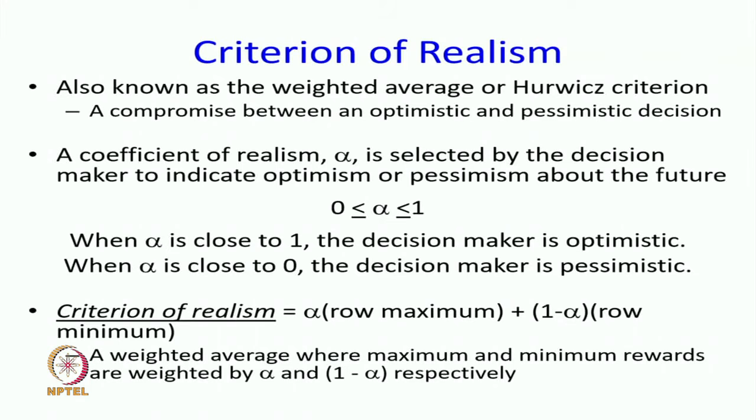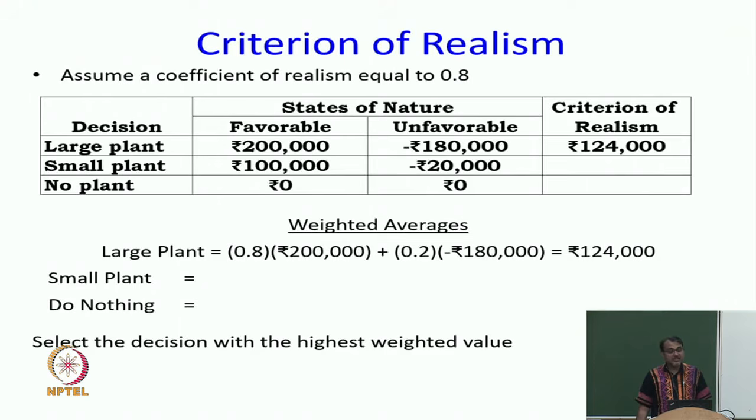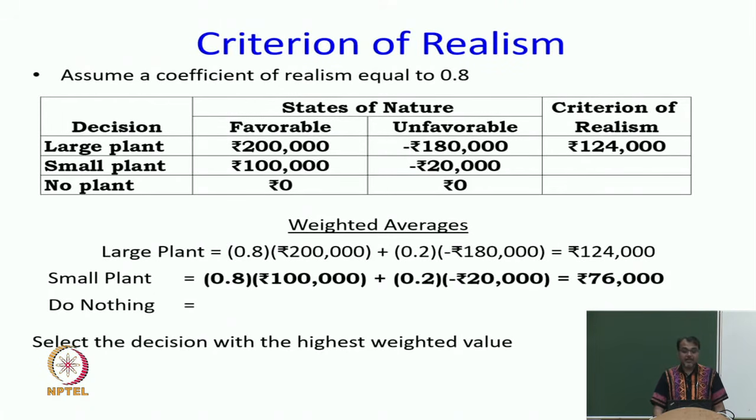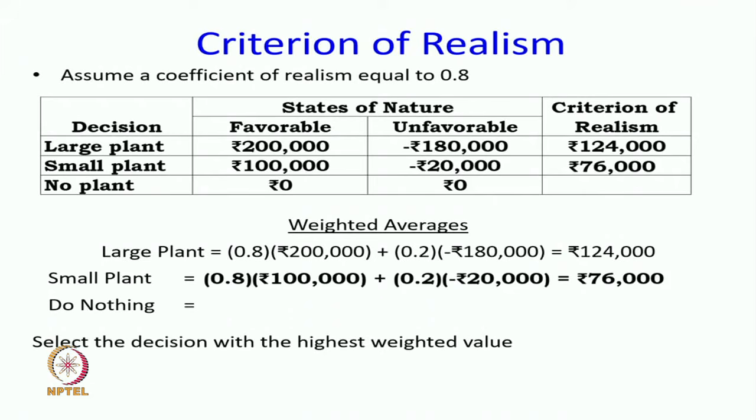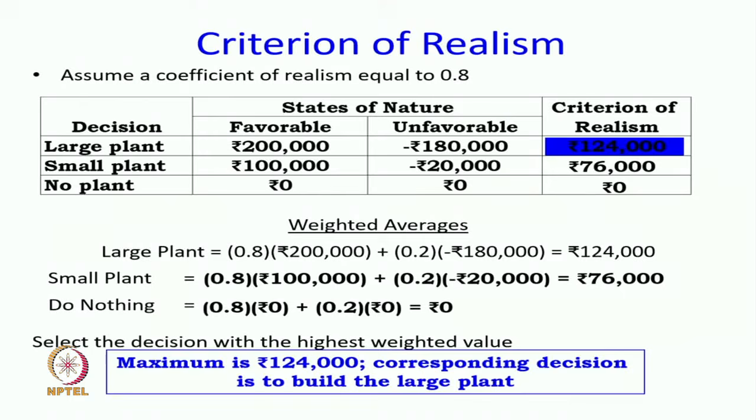And what I am going to do is that for this criterion I will take alpha times the rho maximum. So, I will say that with alpha probability the best thing is going to happen to me, and with 1 minus alpha the worst thing is going to happen to me, and then I will compute the weighted average like this. So, in this case the large plant would be 0.8 times 200 minus 0.2 times 180 gives me 124. Small plant will be 0.8 times 100 minus 0.2 times 20, that will be 76, and no plant would be 0. And in such a case where my coefficient of realism is 0.8, I will pick the large plant.